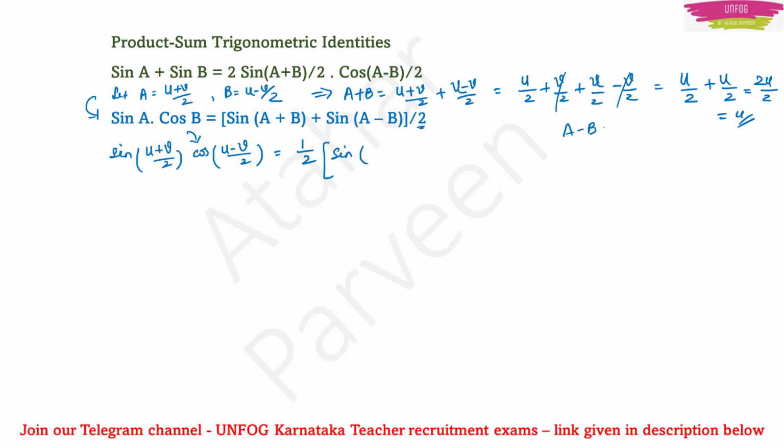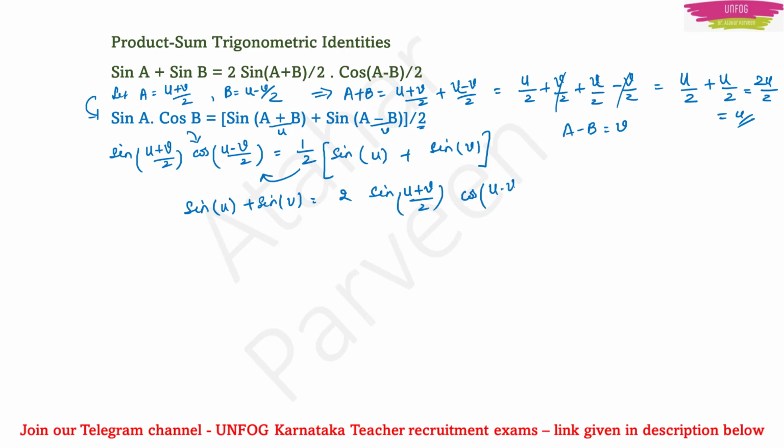Similarly, your A minus B will become V. So in place of A plus B you write U and in place of A minus B you write V. So this will be sin U plus sin V. This 2 you send here. It will become 2 times sin (U plus V) by 2 into cos (U minus V) by 2, which is your question. Hence proved.